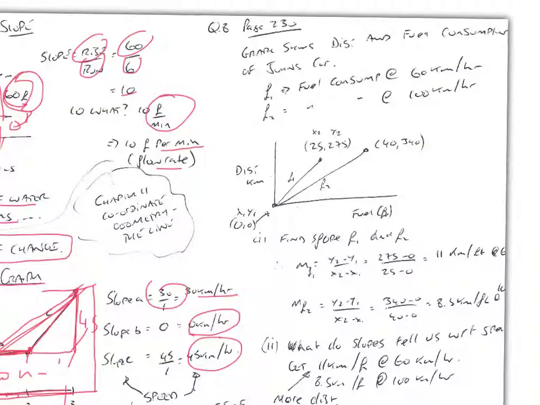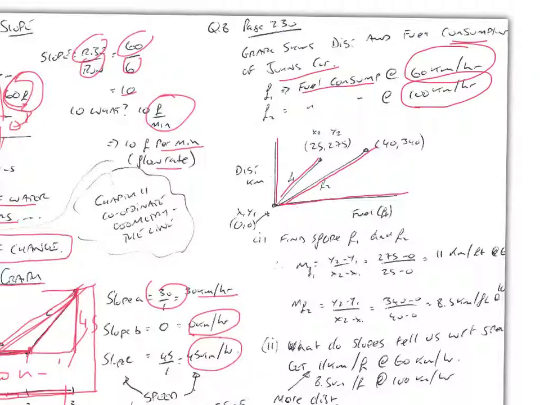Okay, a question from question 8, page 230. The graph shows distance and fuel consumption for John's car. The line L1 shows fuel consumption for John driving at 60 kilometres per hour. L2 shows fuel consumption for him driving a bit faster, at 100 kilometres per hour. Find the slope of L1, find the slope of L2.